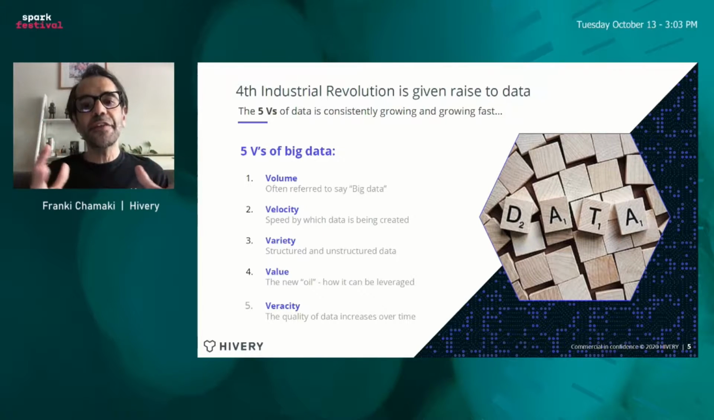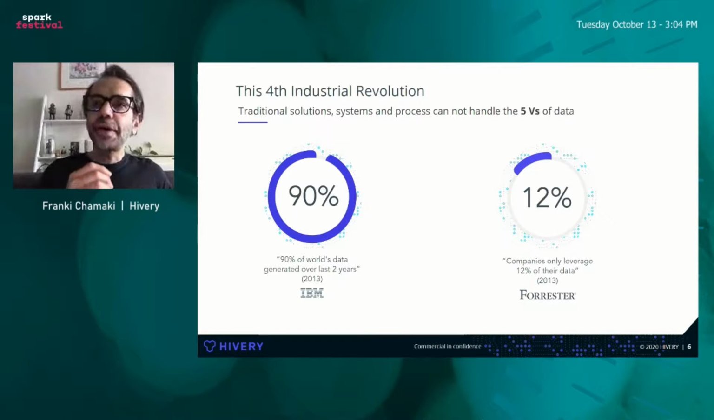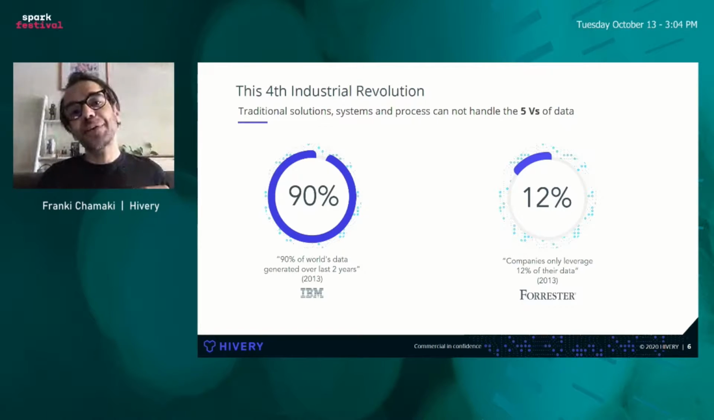So these 5 Vs have been triggered because of the fourth industrial revolution. There's a lot of data there, and building data empathy towards these 5 dimensions allows us to build better AI applications. So let's get into a little bit more about the fourth industrial revolution. Think about it, and this is a quote from IBM. This is a while ago, 2013, IBM suggested that 90% of the world's data was created in the last few years. And that was 2013. You can imagine there's a lot more since then.